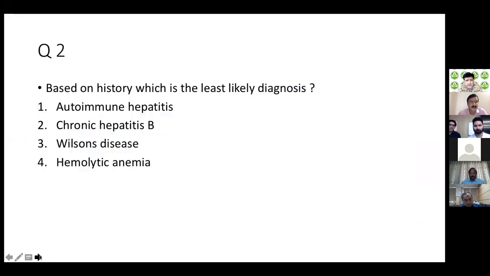Okay, I think maybe we can have a poll question here from the audience, and then we will ask Akash to give what are his possibilities based on the history. So the poll question is: based on history, which is the least likely diagnosis out of the 4 choices: AIH, chronic Hep B, Wilson's, and hemolytic anemia.